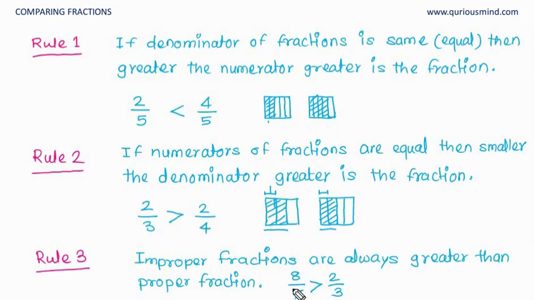Whereas improper fraction has a whole and a proper fraction. So it is always greater than a whole. So improper fractions greater than a whole, proper fraction less than a whole, which means improper fraction will always be greater than the proper fraction. Let's look at the rule number 4.